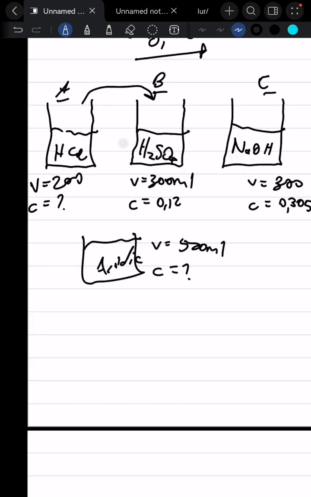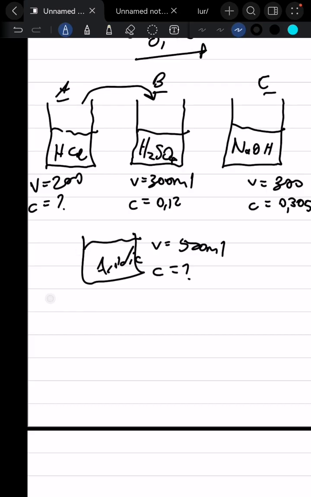HCl and sulfuric acid are strong acids, and sodium hydroxide is a strong base. So you'd be titrating a strong base and a strong acid, meaning you'd have a neutral pH. A suitable indicator for a neutral pH would be bromothymol blue.